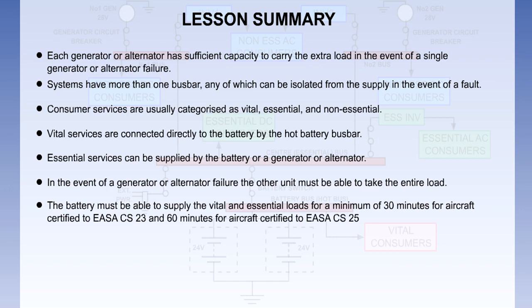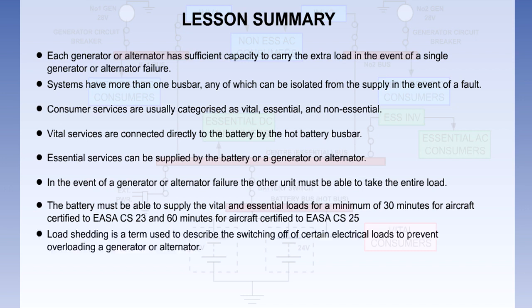The battery must be able to supply the vital and essential loads for a minimum of 30 minutes for aircraft certified to EASA CS23 and 60 minutes for aircraft certified to EASA CS25. Load shedding is a term used to describe the switching off of certain electrical loads to prevent overloading a generator or alternator.